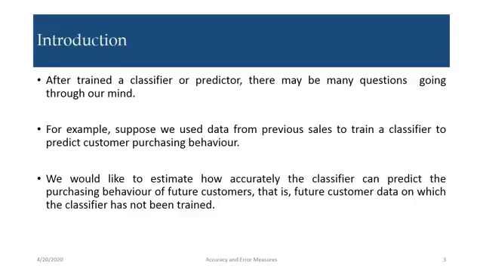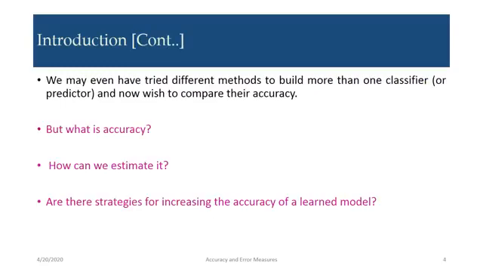We cannot know in future what will happen. Our classifier model is trained from the previous data or the existing data of a customer database. Then how can we train our model so that it can correctly predict future customers' shopping behavior? That is our aim and objective.